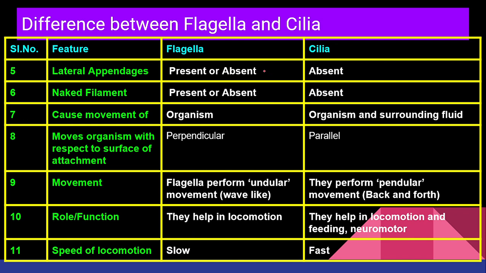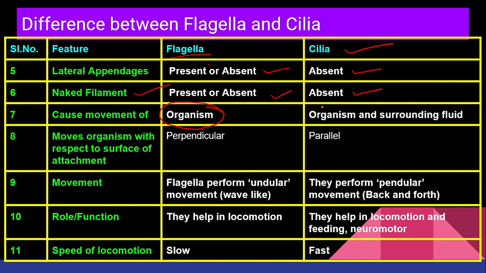Now, are lateral appendages present? In flagella they can be present or absent, but in cilia they are always absent. What about the naked filament? What is the meaning of naked filament? A filament which is not covered by the outer sheath. So it can be present or absent in flagella, but it is always absent in cilia. Okay, anyways, the cause of the movement. When the flagellum is moving, what will move?